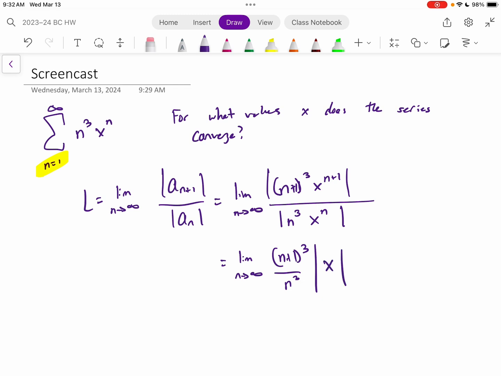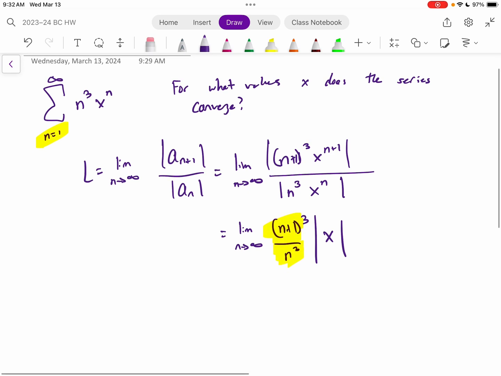Well, this highlighted portion here, if we look at the limit of that, the leading terms would both be n cubed, right? So that's just 1. So this actually just is the absolute value of x. Okay? And we might run into some trouble here, though, with my endpoints.